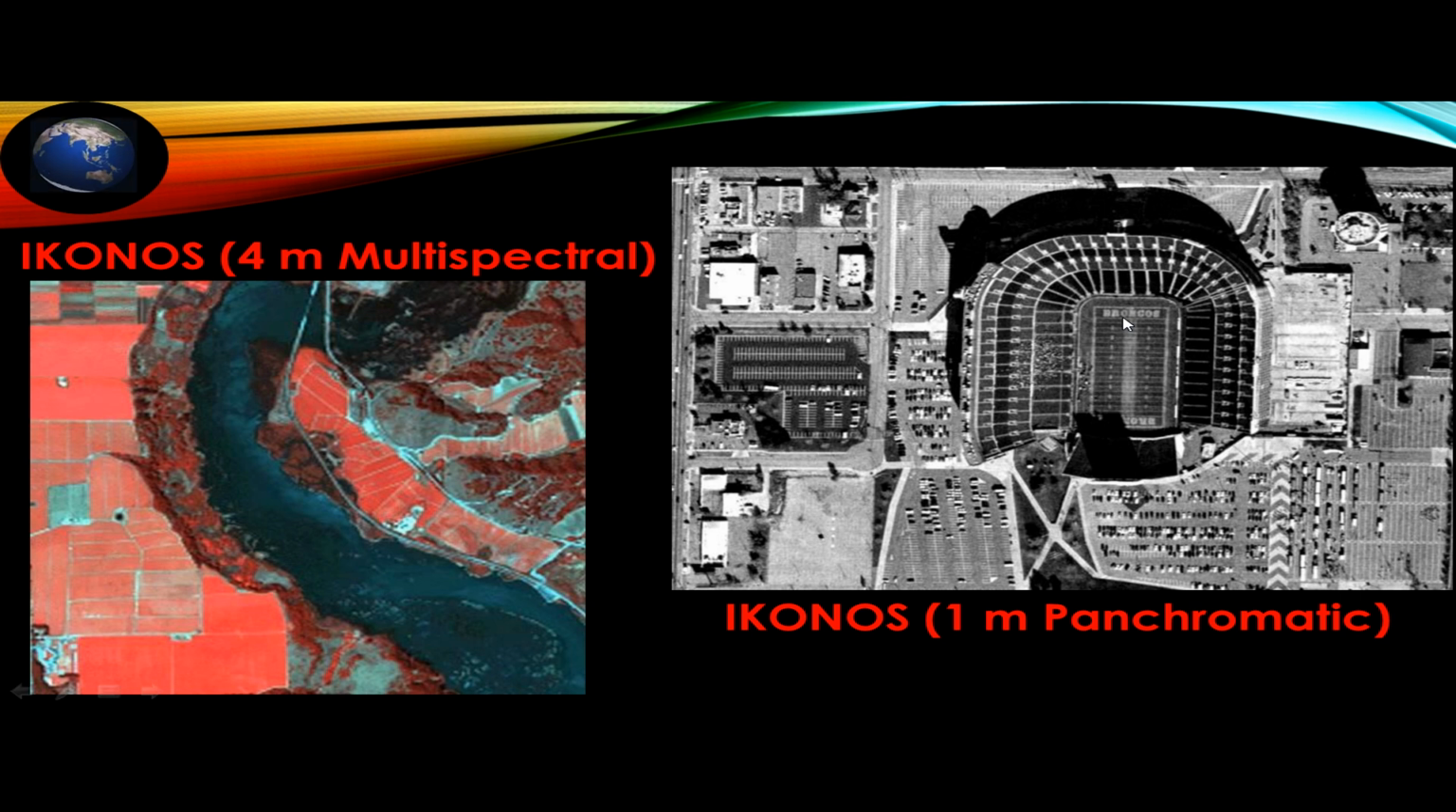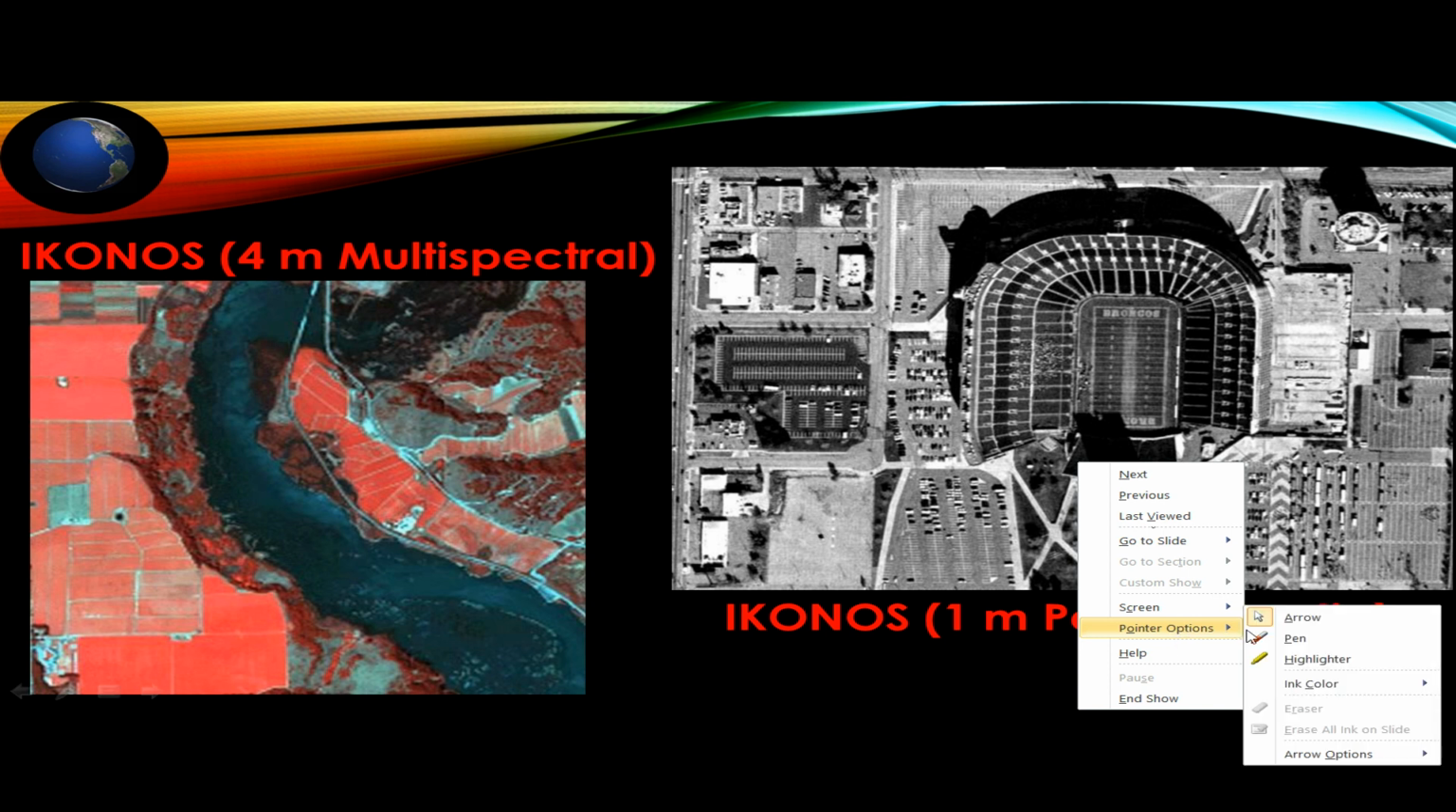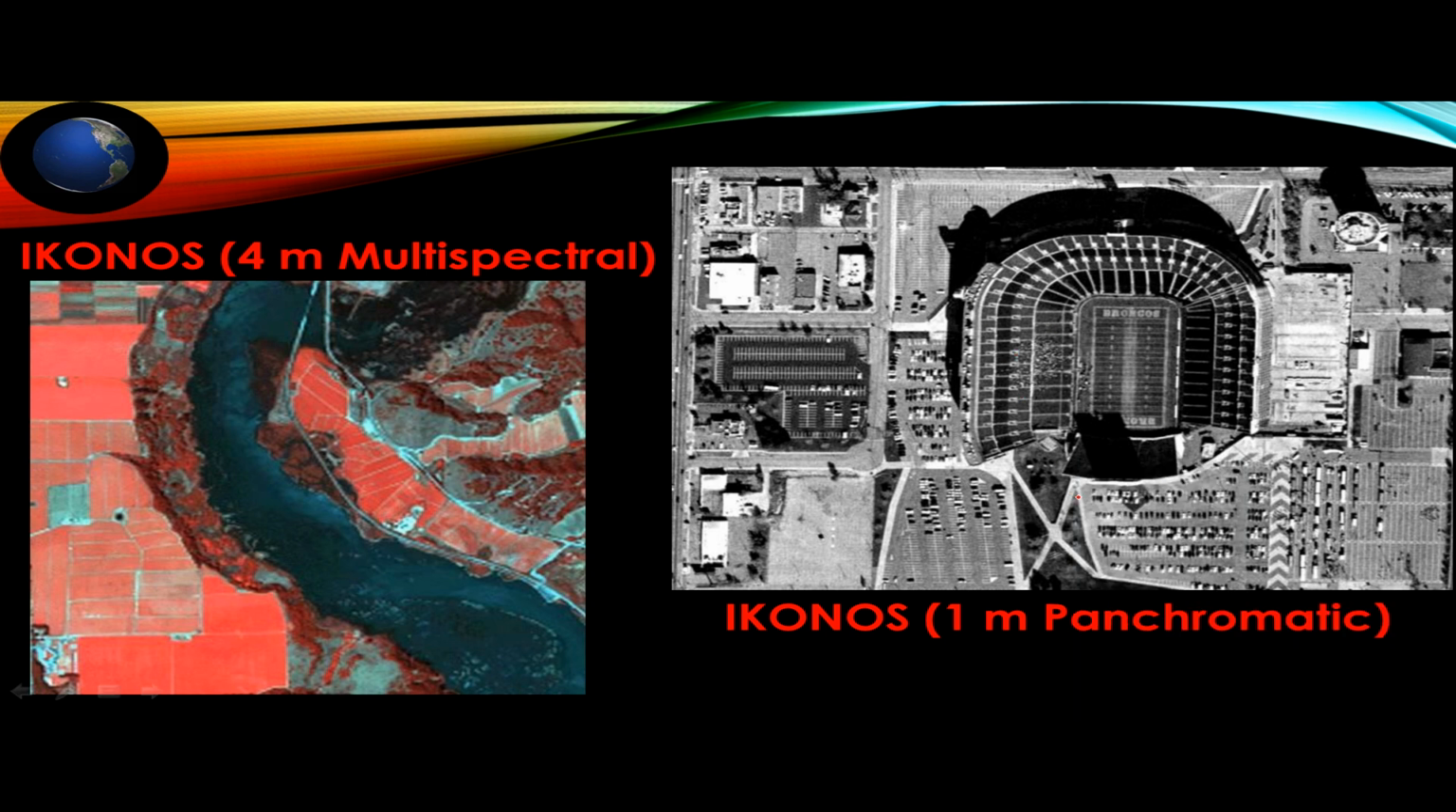So this is IKONOS 4-meter multispectral. This red color is also a false color composite multispectral band. And this is IKONOS 1-meter resolution panchromatic band. See here how nicely it is showing all the detailed features. See all these lines and boundaries are very clearly appearing. This is called the panchromatic band. The panchromatic band has one band, black and white color, of good high spatial resolution.